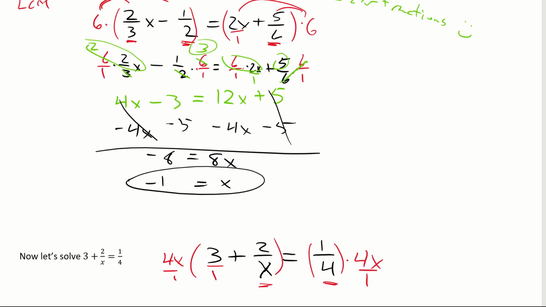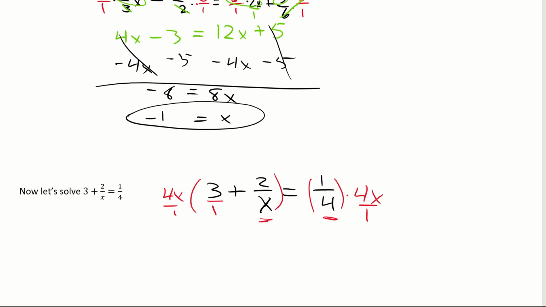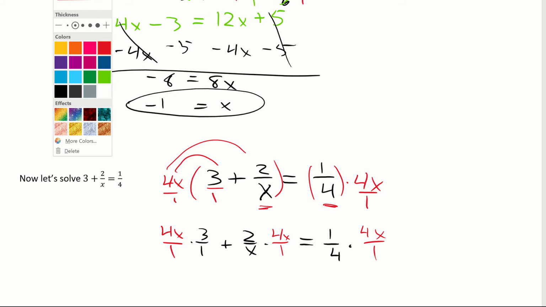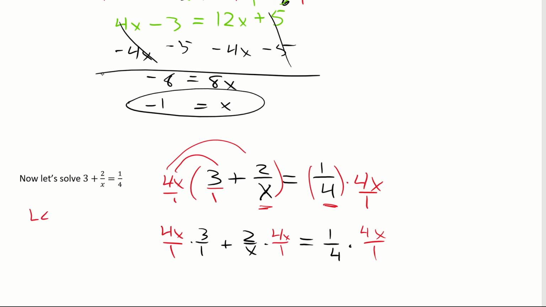Up here, the magic number was 6 to clear fractions. It's the same thing. Things are going to cancel. So I'm going to distribute this guy, and I'll just write it out. 4x over 1 here, 4x over 1 here, and one more, 4x over 1. And it's going to multiply with 3 over 1, with 2 over x, equals, with 1 over 4. Okay, and now we get to cancel the stuff. So again, the game is, what's the LCM? Multiply both sides.